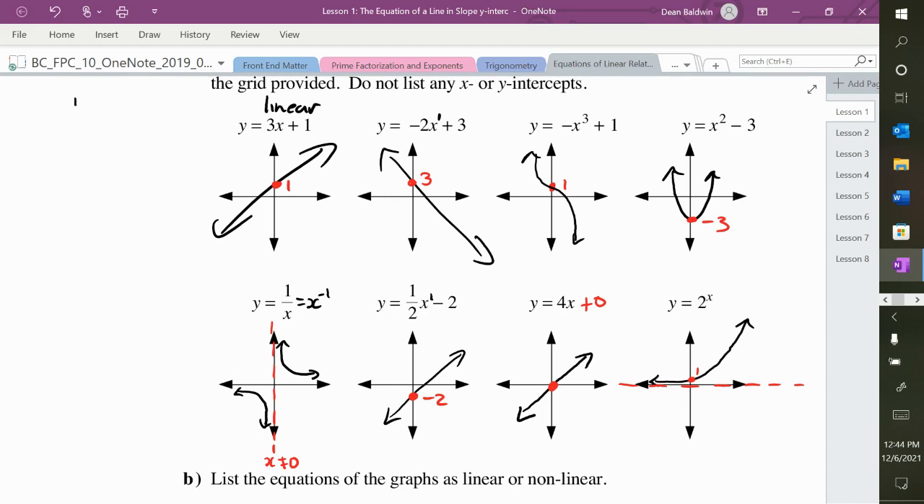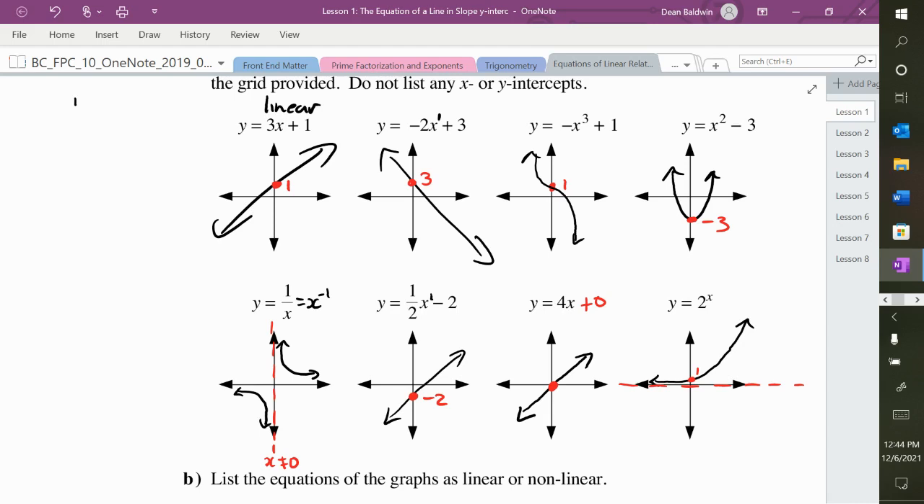Second one. Third one? No, I'm just looking at the linears. So just the second one, right? That's a negative slope. Does everybody agree? Because you read it left to right, it's going downhill. So that's a positive slope, that's a positive slope, that's a positive slope. What do you notice about the number in front of the x here? It's negative. So that's how you know.